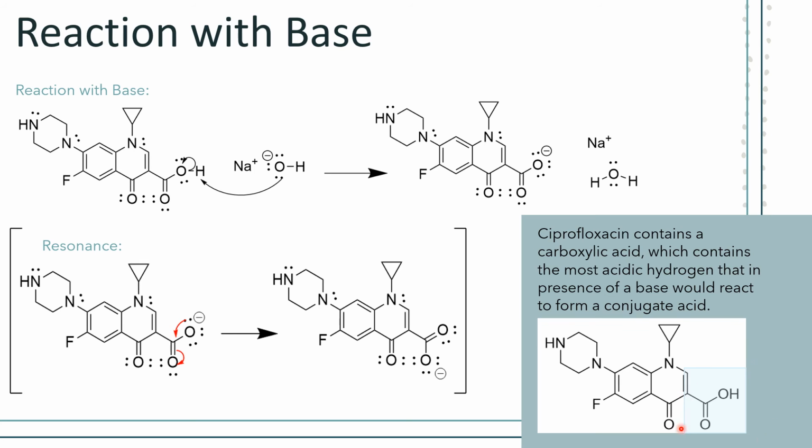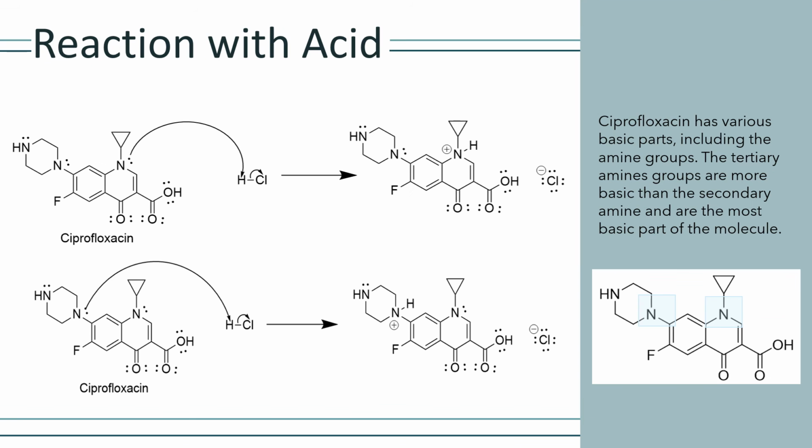Ciprofloxacin contains a carboxylic acid, as mentioned previously, which contains the most acidic hydrogen. In the presence of NaOH, the OH will take the hydrogen and we'll have the formation of water and a negatively charged oxygen. This does have resonance, so there is movement of electrons and a delocalized negative charge between these two oxygens on what used to be the carboxylic acid.